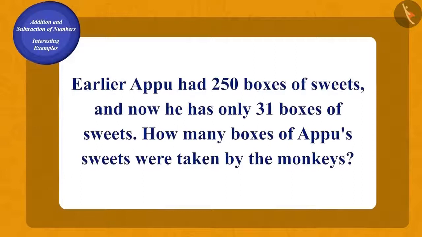Earlier, Appu had 250 boxes of sweets and now he has only 31 boxes of sweets. Can you tell how many boxes of Appu's sweets were taken by the monkeys?